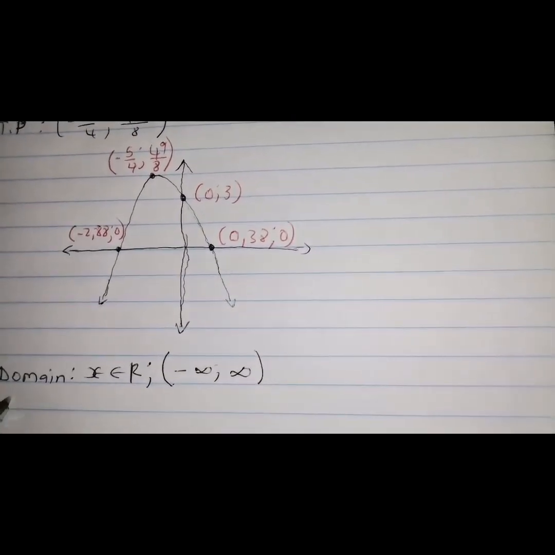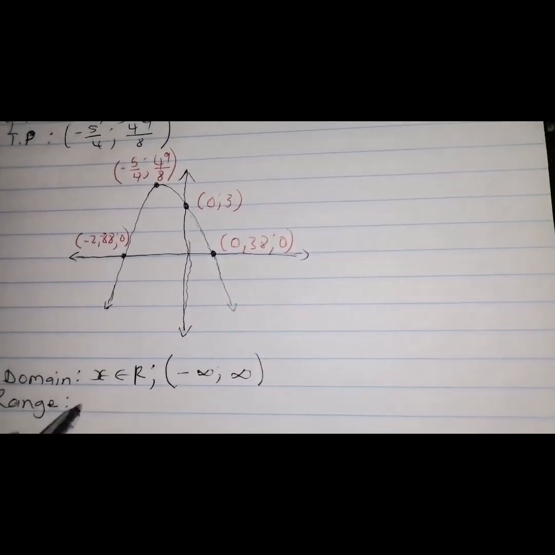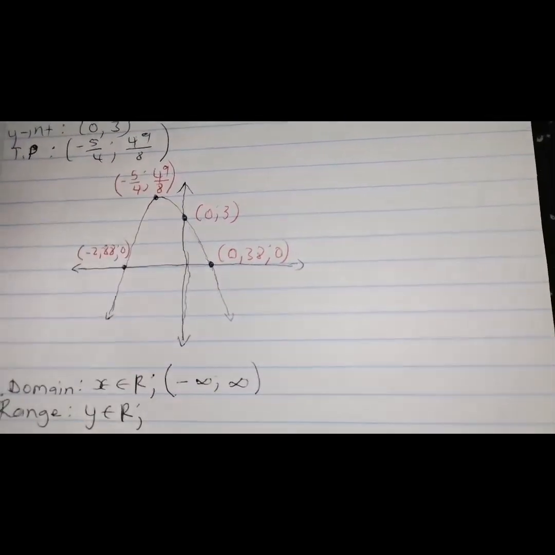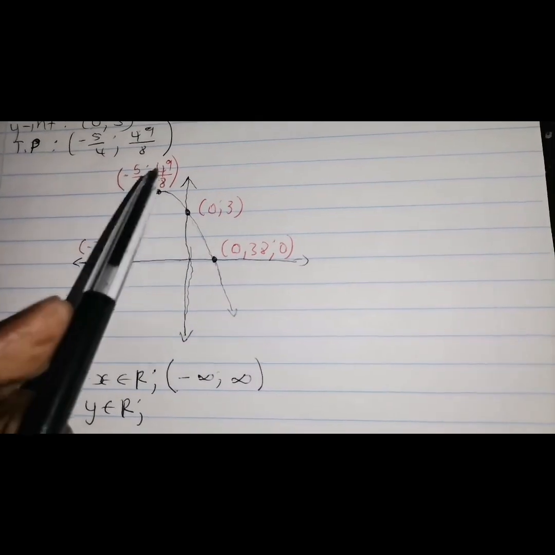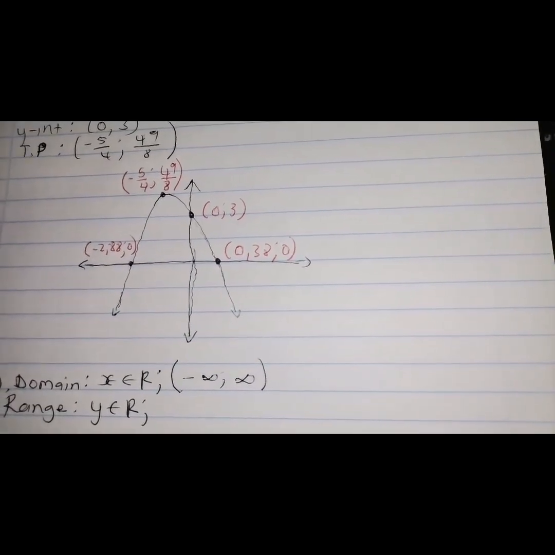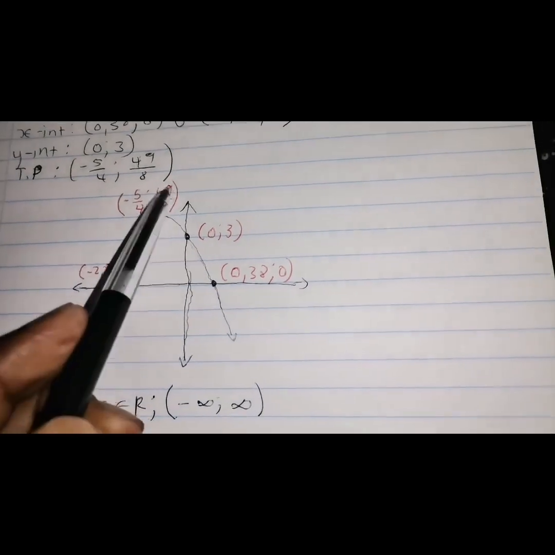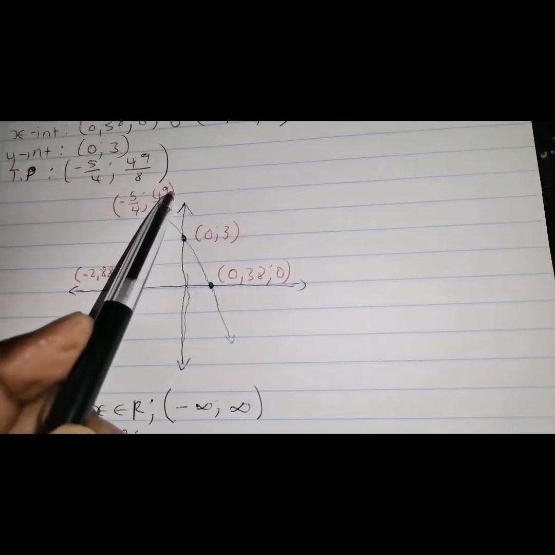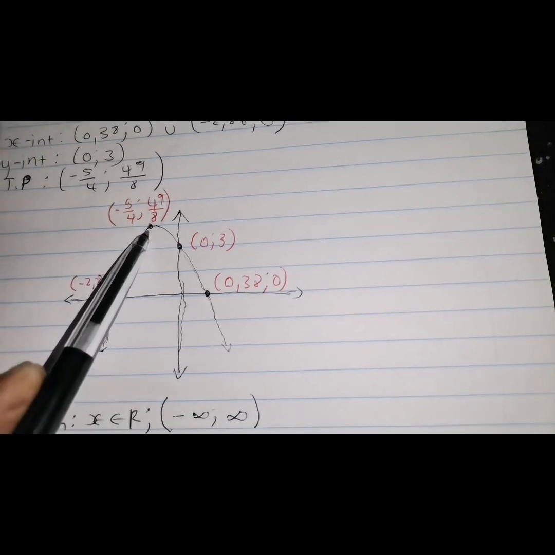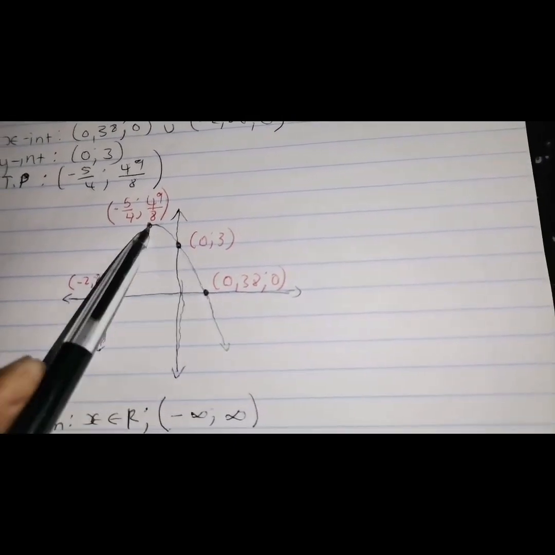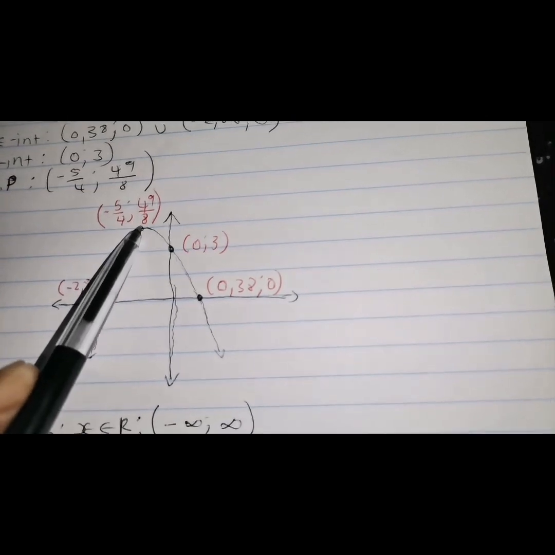Then our range is not as simple. Y is an element of the real numbers is not enough for the range in this case. So for the range, you check your turning point. Where does our graph end? What is the maximum value of this graph? This is our maximum value. That means our graph ends here, it increases or decreases at this point. This is the maximum point.